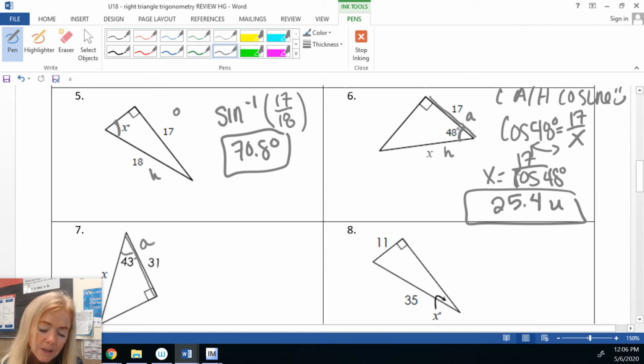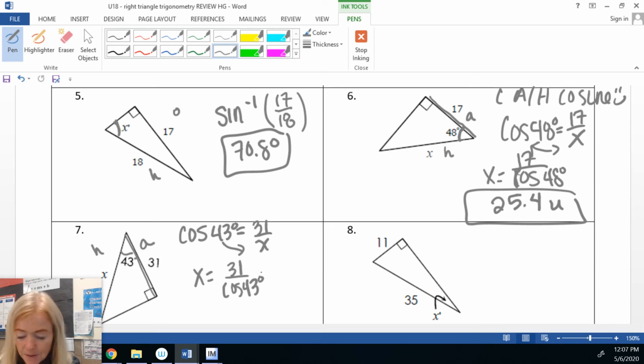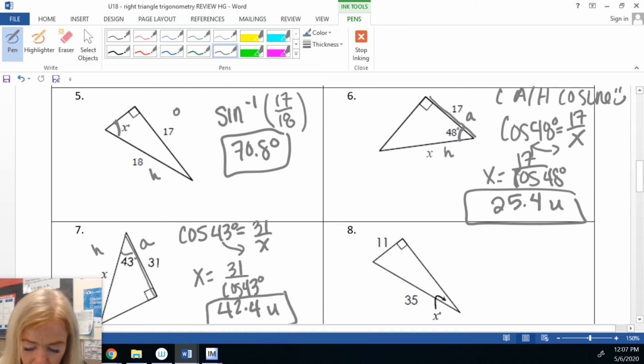Okay. Next one, we have this angle here. This side goes right into it, and then x is the hypotenuse. So again, it's A and H, which is cosine. Cosine of the angle 43 is equal to adjacent over hypotenuse, and we can switch. So x equals 31 over the cosine 43. 31 divide cosine 43. The calculator buttons don't work, it keeps not typing in the number. All right, 42.4 units. That's what we get for that one.